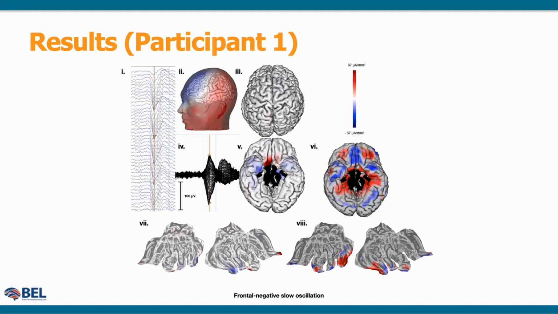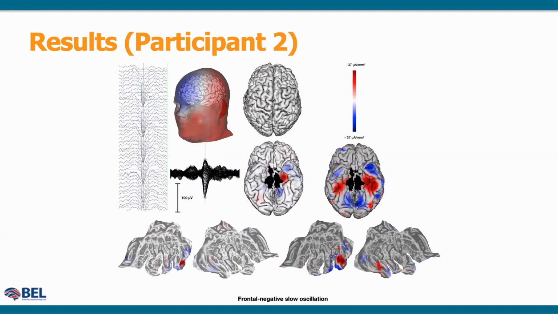So one thing to point out here is that you can see a focal current source in right orbital cortex, along with a right basal temporal pulse sync. So it's not necessarily purely frontal. And then also, if you look at the dorsal view, there's really nothing there.